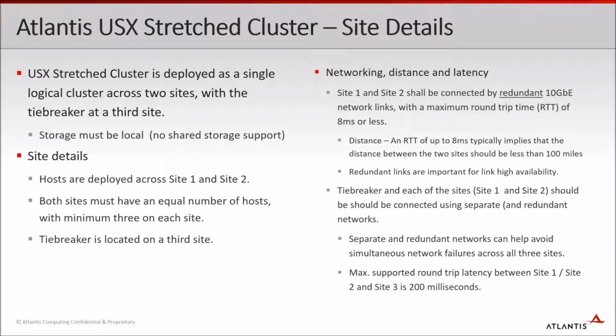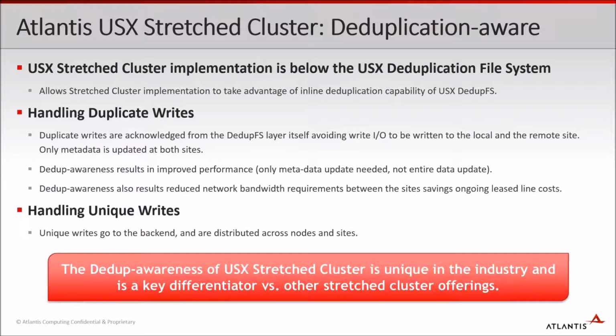Now, that's the basic principle of stretched cluster. Now, how we are able to save massive amounts of storage and also bandwidth with Atlantis Stretched Cluster is because of one fundamental architectural reason, and that is our stretched cluster implementation is below the USX deduplication file system, which means that for every I/O that comes to us, if it is a duplicate I/O, then we only need to send the metadata over to the other site, which is hugely beneficial from 2 important standpoints.